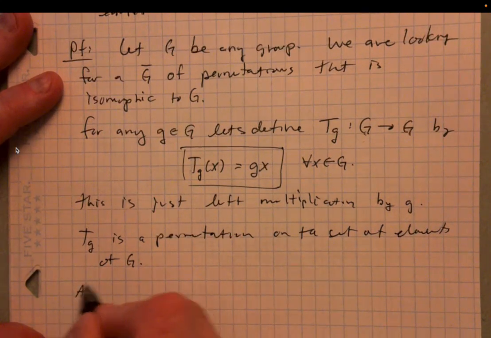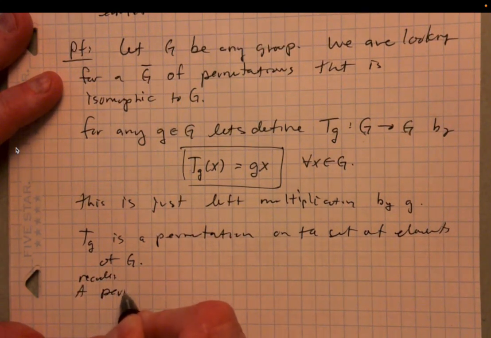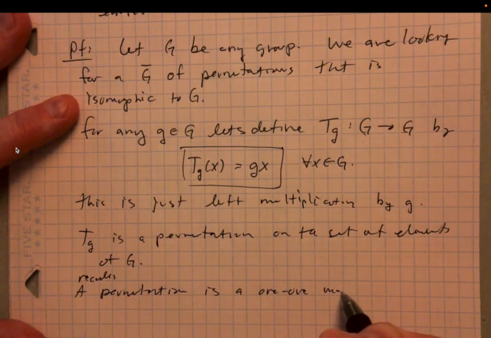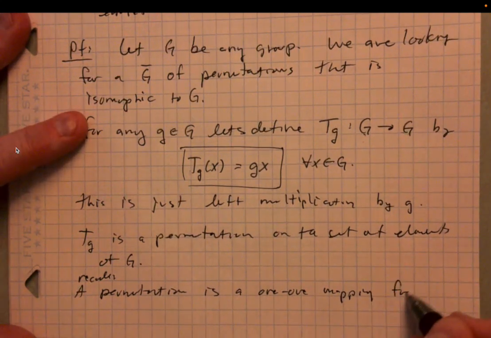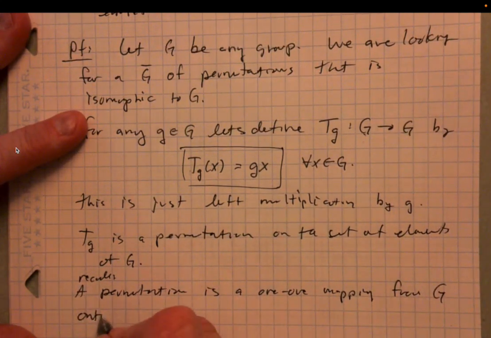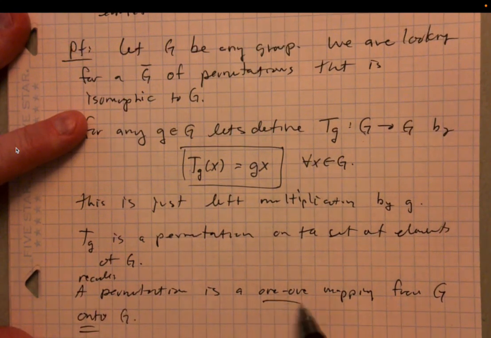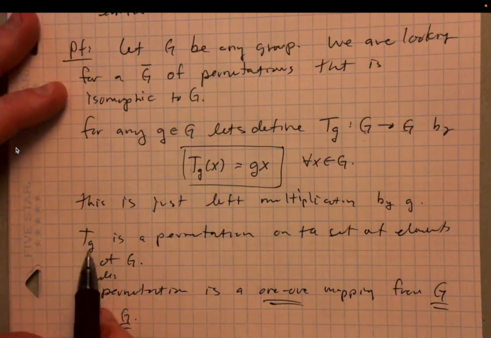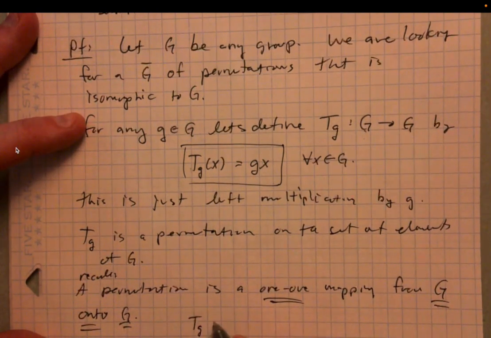So recall, a permutation is a one-to-one mapping from G onto G. So one-to-one onto from G to G. You may recall that. Hopefully you do. So let's show that T sub G is a permutation. Let's not just take my word for it. Let's just show that quick.